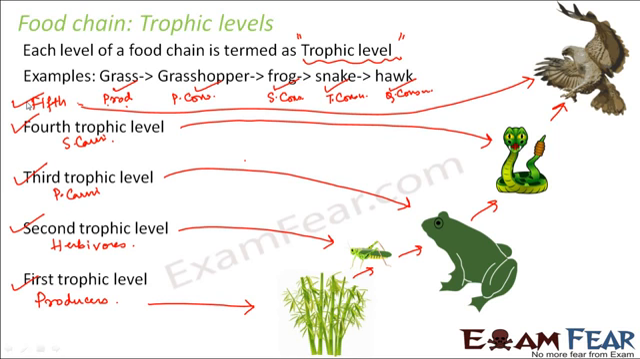Now we have introduced all these terminologies, the different levels of consumers, the different trophic levels, and now we will see how energy will flow from one trophic level to another trophic level. The lowermost trophic level is the first trophic level, which is occupied by producers, and as we go higher, the level of consumer also increases.